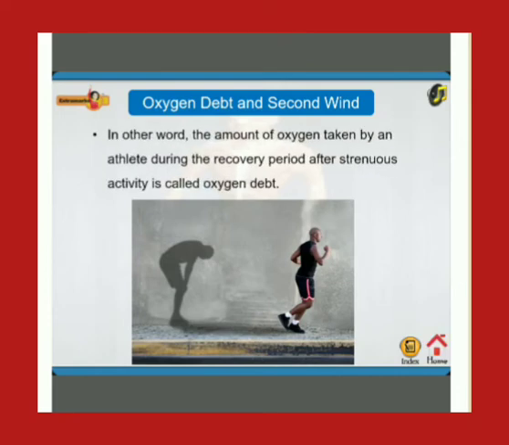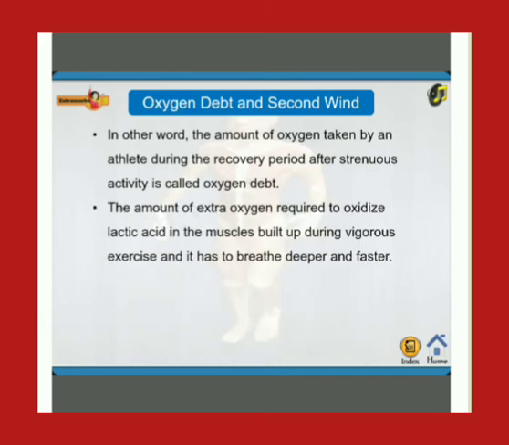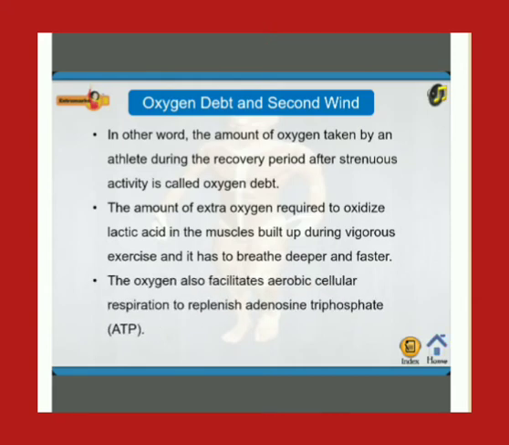In other words, the amount of oxygen taken by an athlete during the recovery period after strenuous activity is called oxygen debt. It is the amount of extra oxygen required to oxidize lactic acid in the muscles built up during vigorous exercise, and the body has to breathe deeper and faster. The oxygen also facilitates aerobic cellular respiration to replenish adenosine triphosphate, ATP.